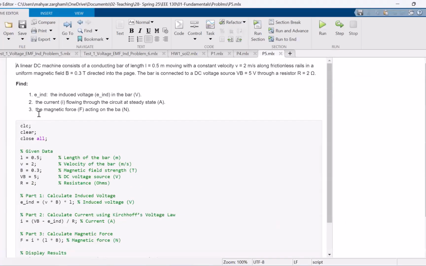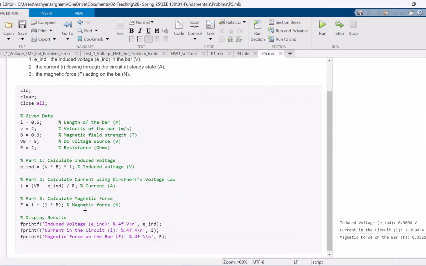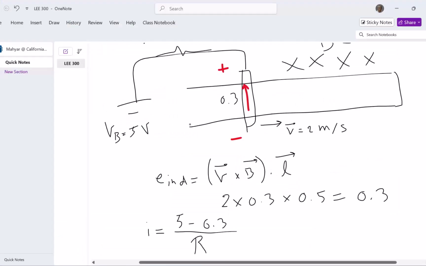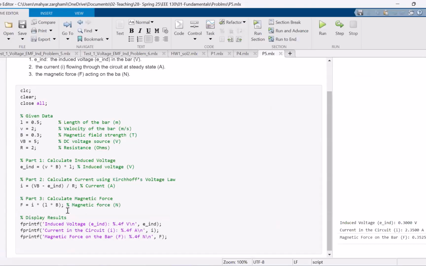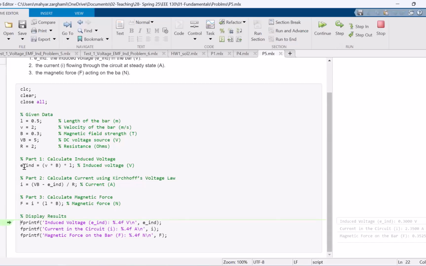And then the magnetic force acting on the bar, now that you have a current, because of this magnetic field, there would be a force also acting on it. So that is coming from this I times L times B. So if you do the math, basically 0.3 would be the voltage induced. The resulted current would be 2.35. And then the force would be 0.3525 Newton meters.